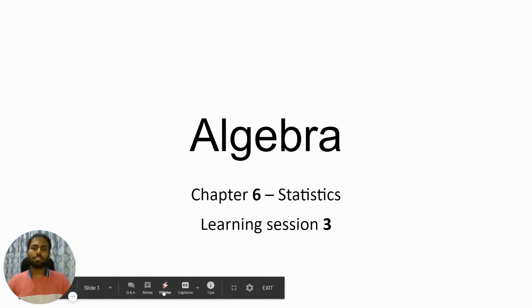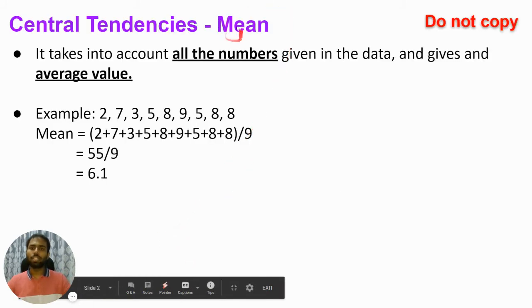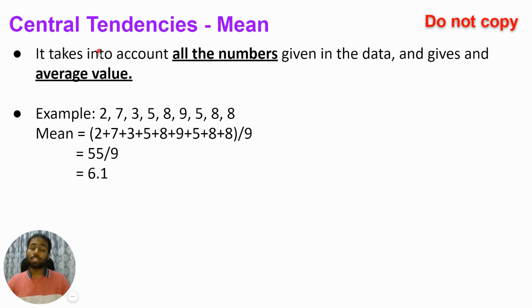Okay, so far what all have we seen? We had seen mean, right? What is mean? It is a number which gives you the average value of data, and it takes into account all the numbers given in the data. For example, if you have these numbers, you will add all of these numbers, and you will divide by the count of numbers you added, and the answer which you get is mean, right?